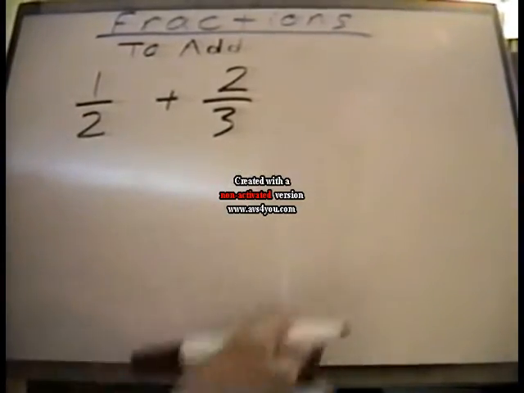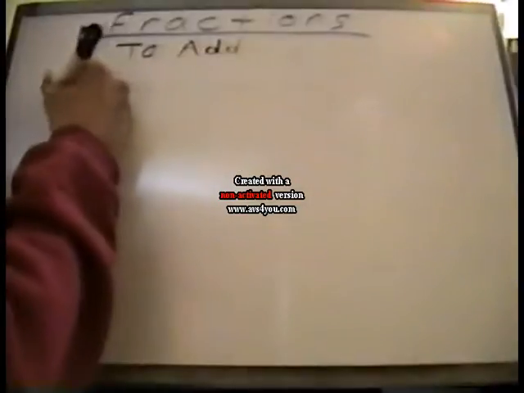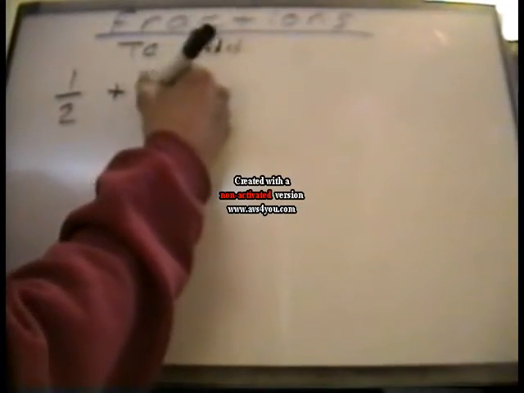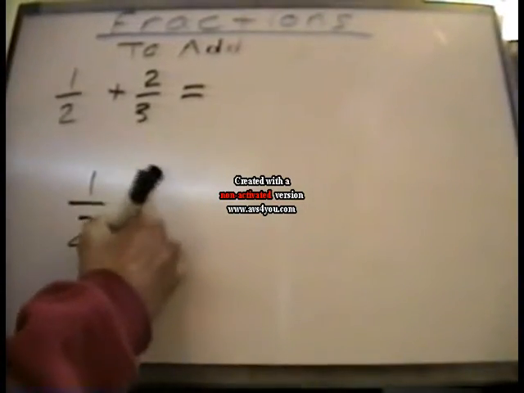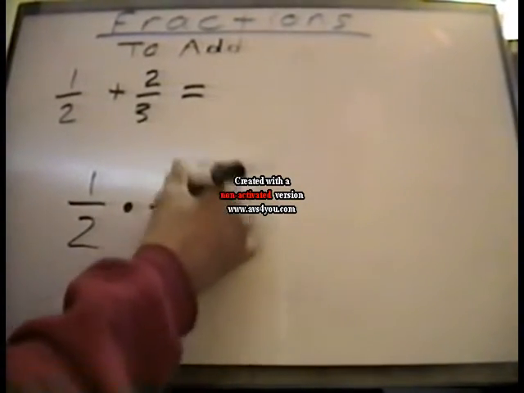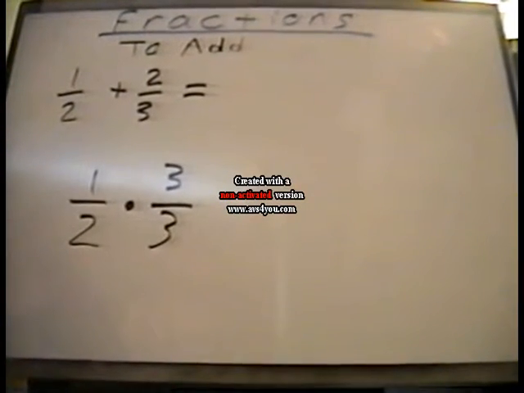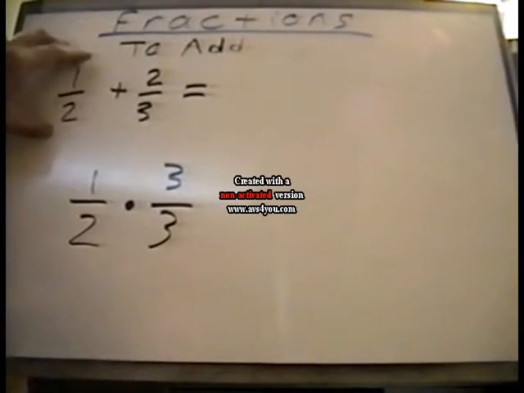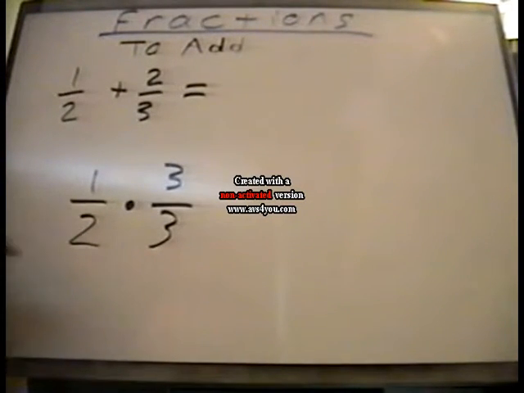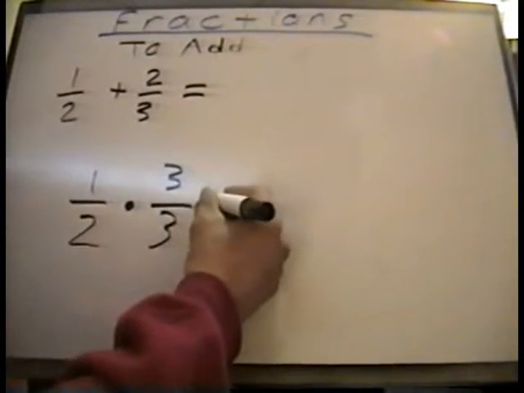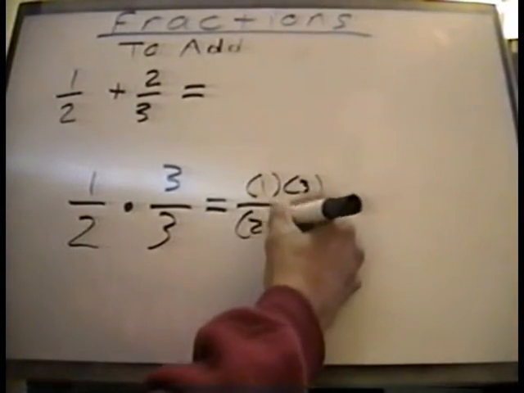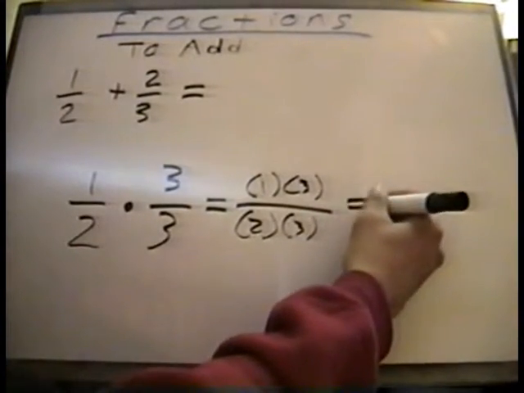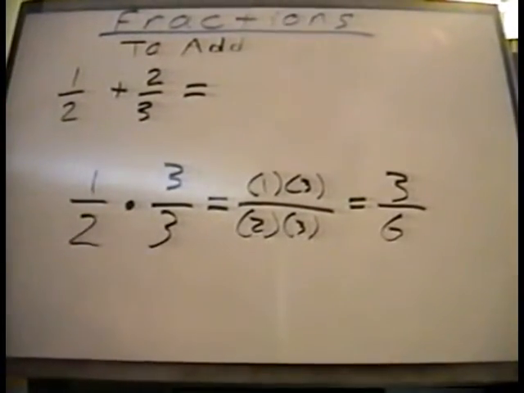So we're going to multiply 1/2 by 3 over 3. First, just working on 1/2 first, we're going to multiply 1/2 by 3 over 3. That's going to give us 1 by 3 over 2 by 3, or 3/6. 3 over 6. Okay?